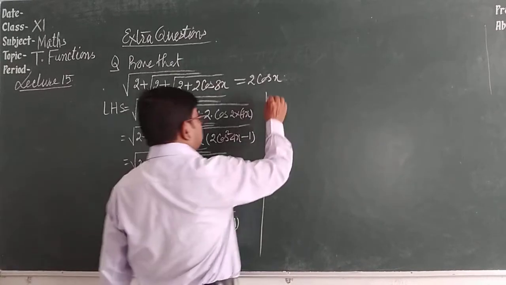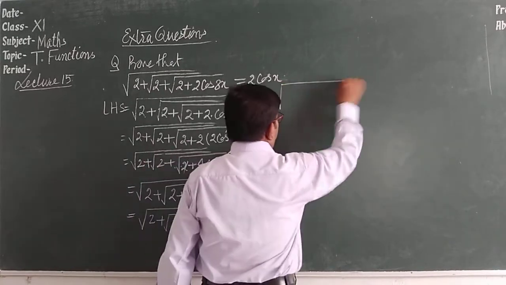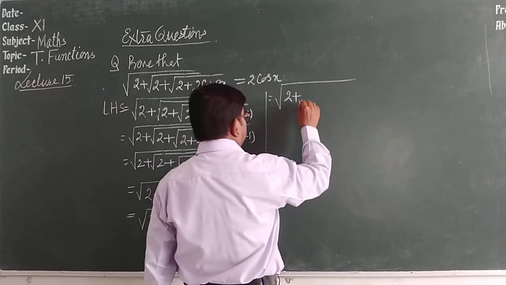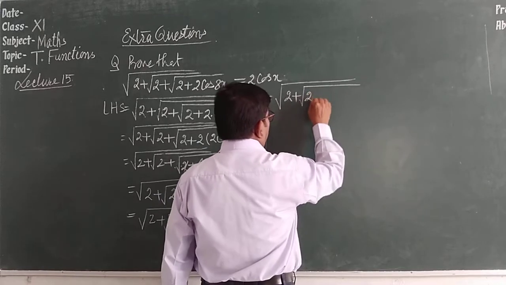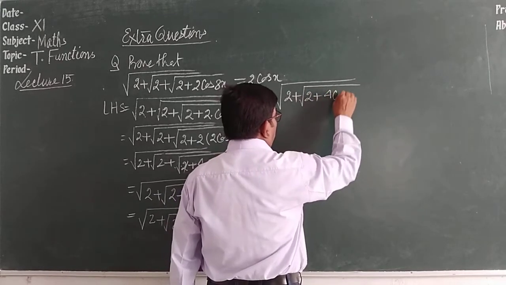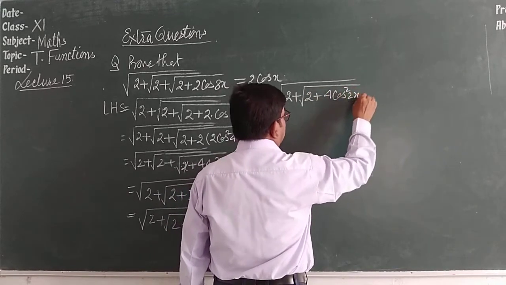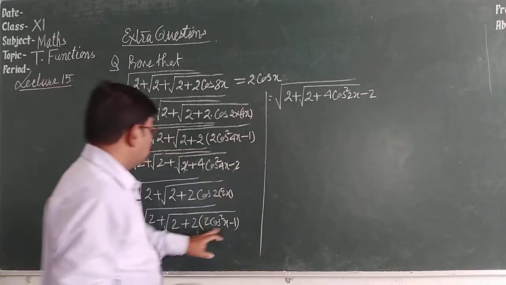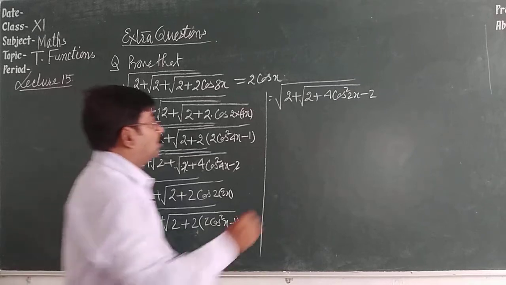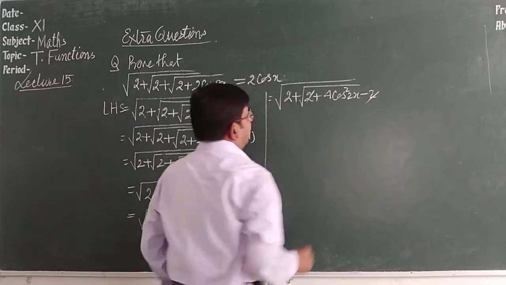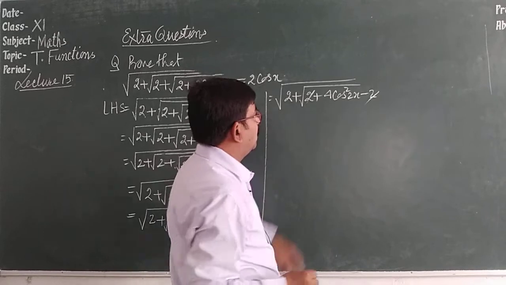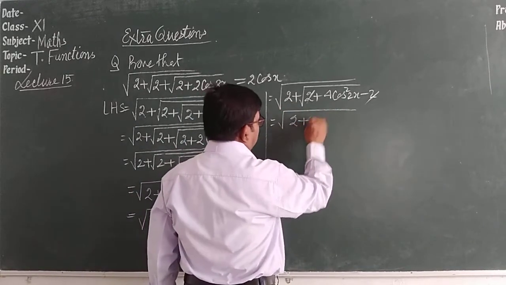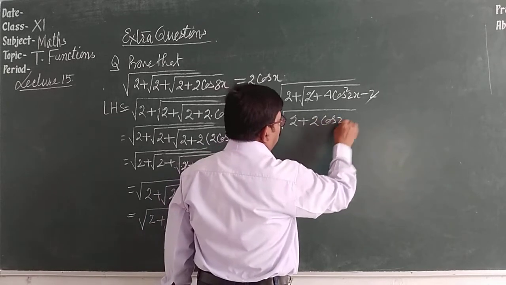Now this is under root 2 plus, multiply this, under root 2 plus 4 cos square 2x minus 2. 2 ones are 2, 2 twos are 4. This will go again, the square root of cos square 2x is cos 2x. So we have under root 2 plus 2 cos 2x.